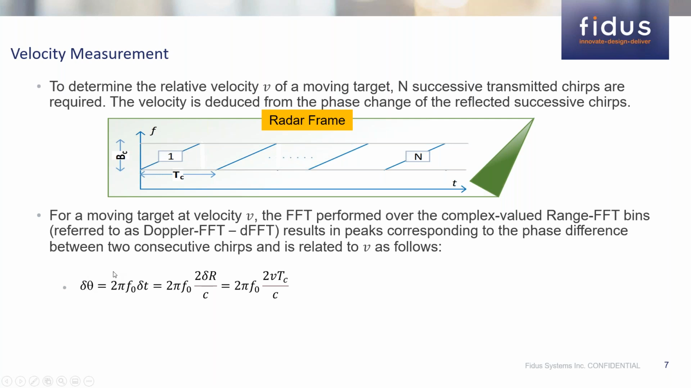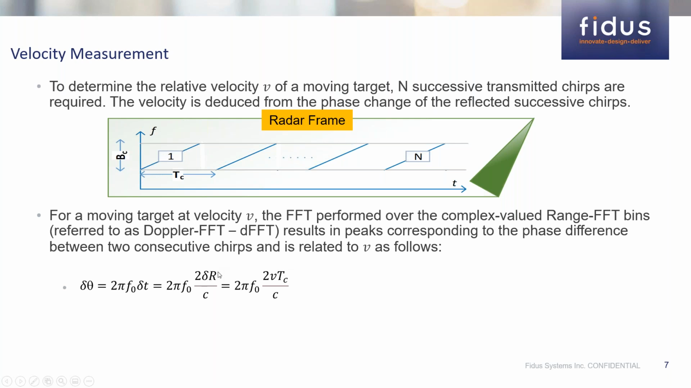So the phase difference can be expressed with the time difference between the echo from the first chirp and the echo from the second chirp, which is delta t. And delta t can be replaced by the range over the speed. And remember that the range is a round trip, so we have to account twice for the range, or the difference in range between the first chirp and the second.